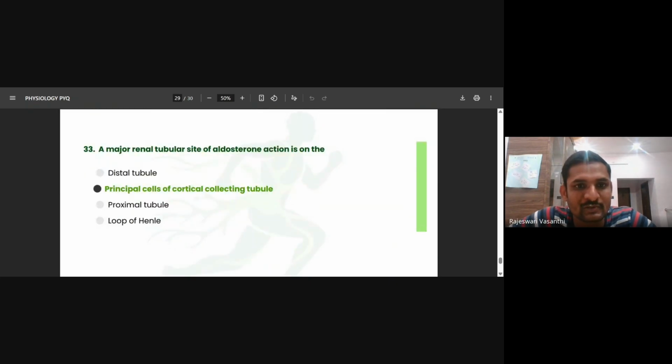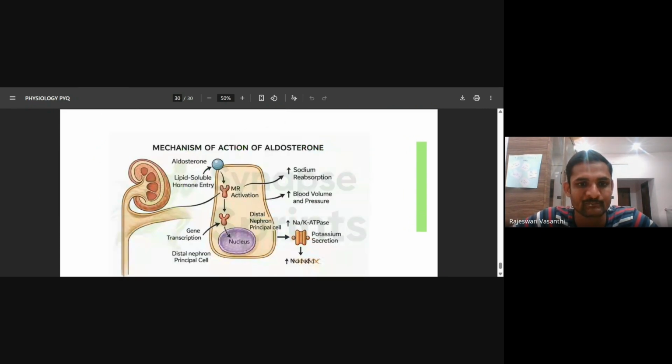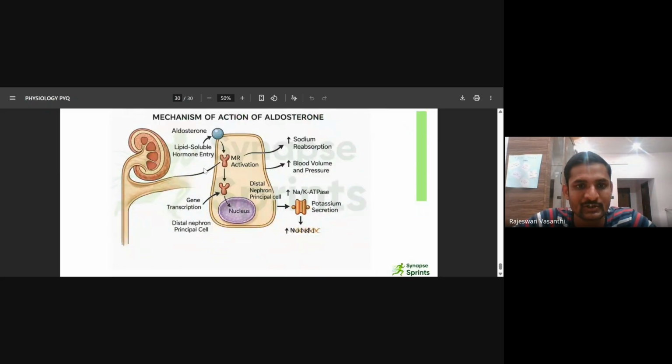A major renal tubular site of aldosterone action is: DCT, PCT, loop of Henle, or P cells. You all know aldosterone acts on the P cells of the cortical collecting duct, thereby increasing the reabsorption of sodium. Aldosterone is released from the adrenal cortex. It is a lipid-soluble hormone, and enters inside the principal cell of the distal nephron, mainly the collecting duct. There it binds to the mineralocorticoid receptor.